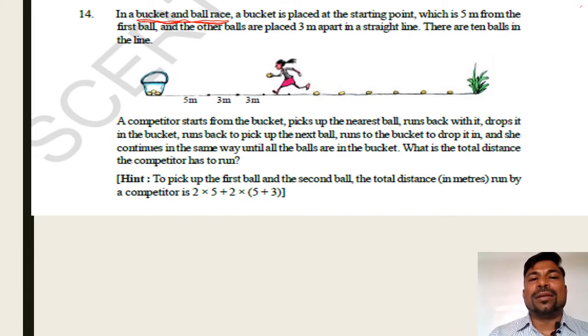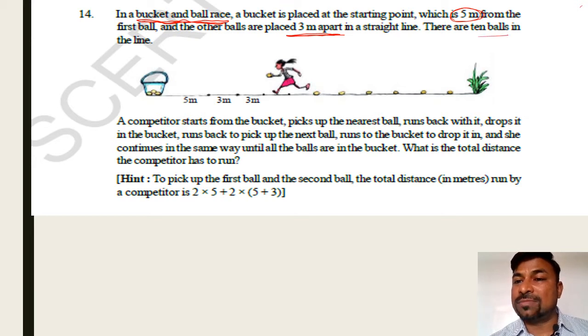In a bucket and ball race, a bucket is placed at a straight point, which is 5 meters away from the first ball. And the other balls are placed 3 meters apart in a straight line. There are 10 balls in the line. Now that's the situation.